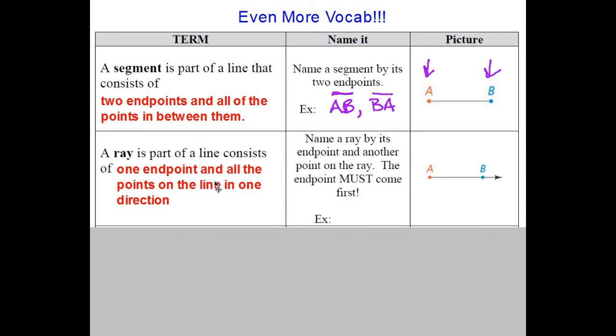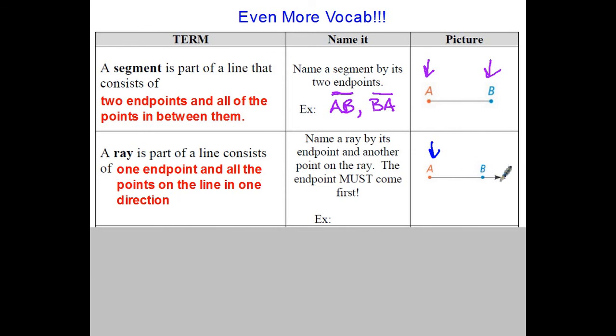So a ray is part of a line that consists of one endpoint and all the points on the line in one direction. So when you're looking at a ray, you're looking at, say, point A here. It starts at point A, then it goes infinitely forever, but it has a point B indicating somewhere along the line, and then it goes on forever.